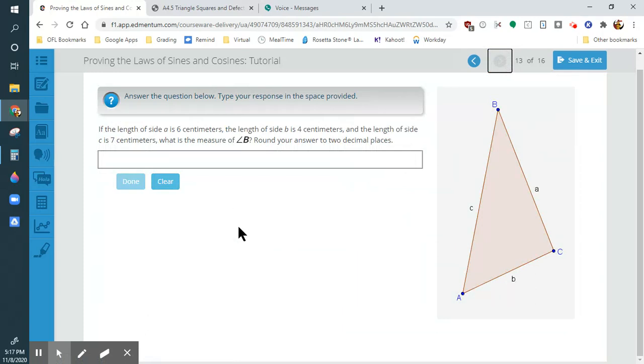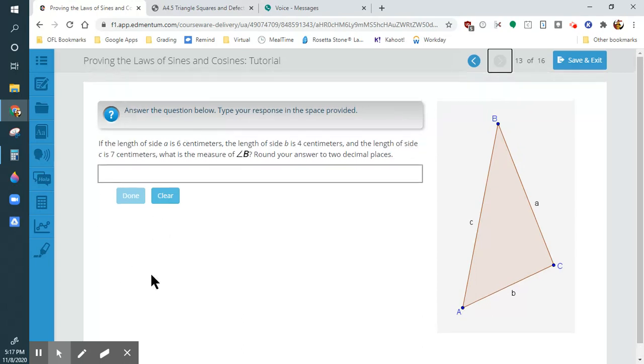Okay, so let's take a look at these. If the length of a side is 6 centimeters, I really wish they put their pictures with this. I guess this is good practice for you guys to always make your own pictures. So if the length of side A is 6 centimeters, and the length of side B is 4 centimeters, and this is 7, we want to find the measurement of angle B.